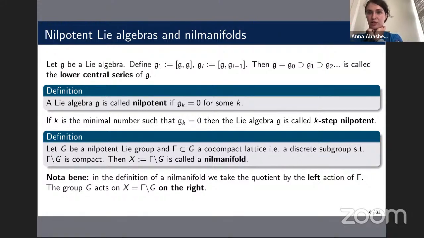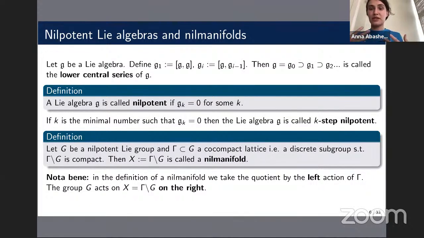We start with a nilpotent Lie algebra. What is a nilpotent Lie algebra? For every Lie algebra, we can define its lower central series as follows. First, we define G1 to be the commutant of this Lie algebra. Then the definition goes inductively. We define Gi to be the commutator of G with Gi minus 1, and so on. And if this lower central series converges to 0, then the Lie algebra is called nilpotent. In other words, for some finite number k, Gk is 0, it vanishes.